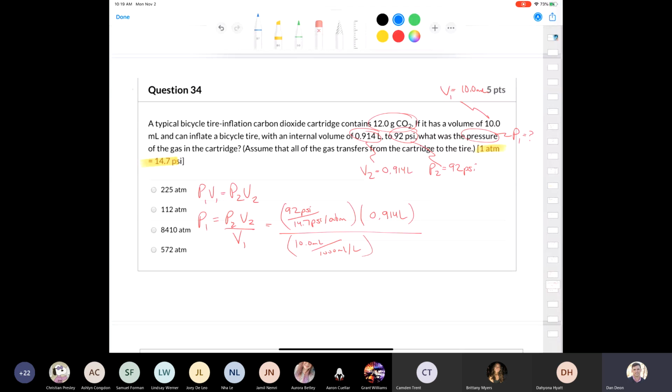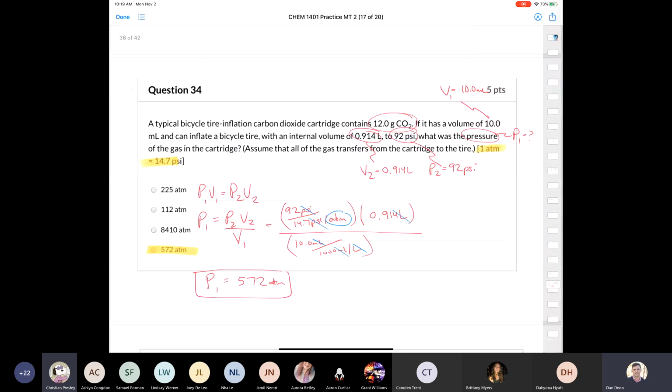Let's double check my units to make sure I set this up correctly. So I have psi canceling, milliliters canceling, and then I have my liters canceling. And so I should end up with units of pressure in atmospheres. And I've already done this one ahead of time. And you end up with your initial pressure being equal to 572 atmospheres. And luckily, they gave us all the answers in atmospheres and not psi. And so the correct answer is 572 atmospheres. All right, let's move on to the next question.